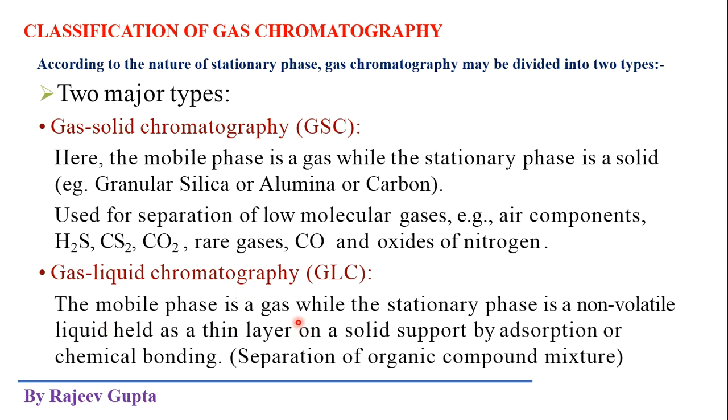But in GLC, we use a liquid phase which is coated over solid particles. Here a non-volatile liquid is held as a thin layer. This liquid will be non-volatile, but the sample will be volatile. The liquid phase coated over the solid support should always be non-volatile, meaning at high temperatures in the column it should not be removed from the solid support. Here we majorly separate organic compound mixtures in GLC.